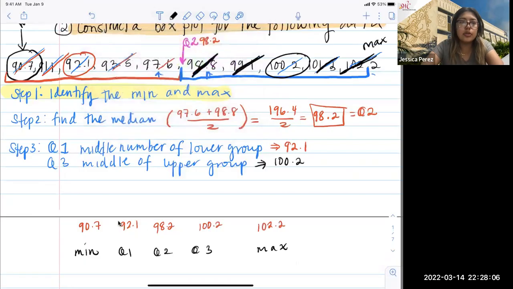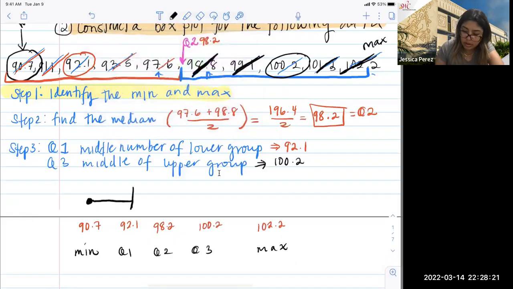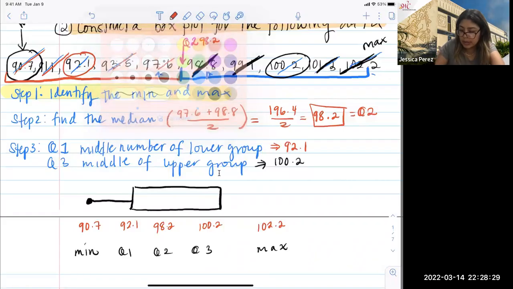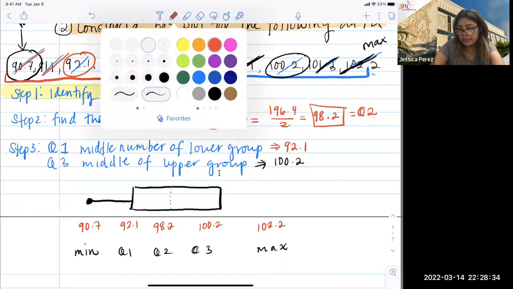So then to do the quartile and whisker box plot, you're going to put a dot here, like a whisker. You're going to go on to Q1. You're going to draw like a little box, and then you're going to go all the way to Q3. And then where Q2 is, you're just going to make a little line, like a little dash, like so.